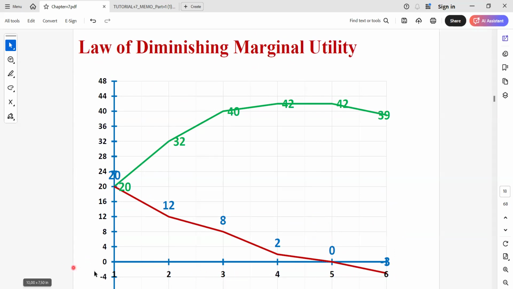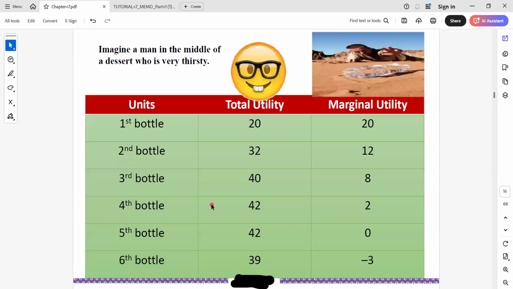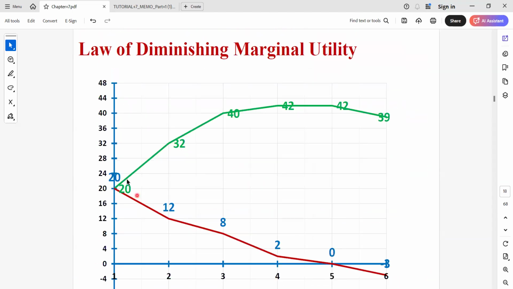Your x-intercepts, we have your units. So the first units of what? Bottle of water, second units, third units, fourth. These are your units. And then here we have your utiles. Your utiles is a combination of your total utility and your marginal utility. So basically, you take the total utility and your marginal utility, and then they are here.